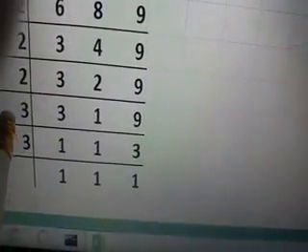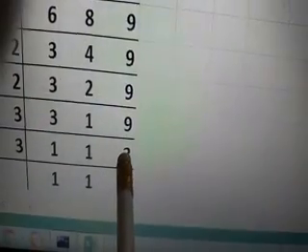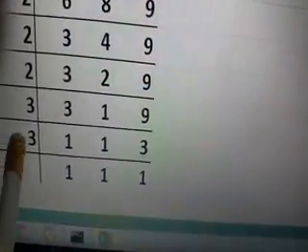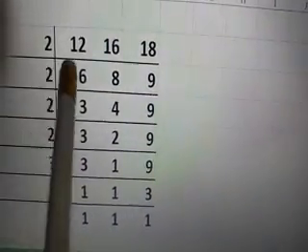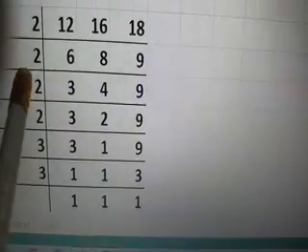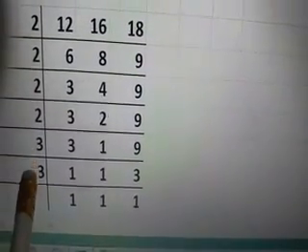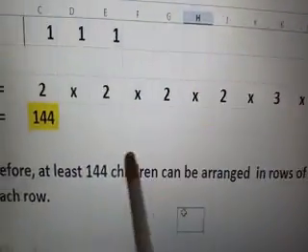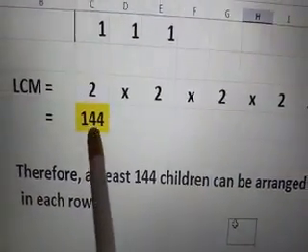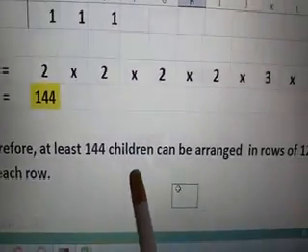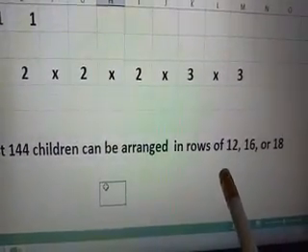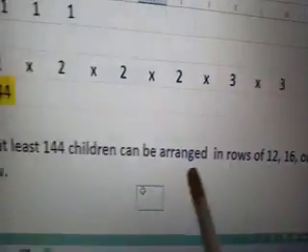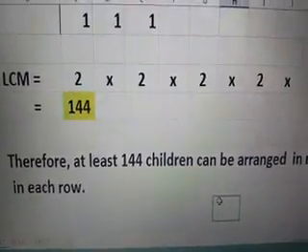Again we see both are odd numbers, cannot be divided by 2, we'll take the next prime number, that is 3. 3 ones are 3 and 3 threes are 9. Again 3 is divisible by 3, so we'll take 3 ones are 3, and the factors of 12, 16 and 18 are 2 into 2 into 2 into 2 into 3 into 3. When we multiply all these factors, we get 144 as LCM. Therefore, at least 144 children can be arranged in rows of 12, 16 or 18 in each row.